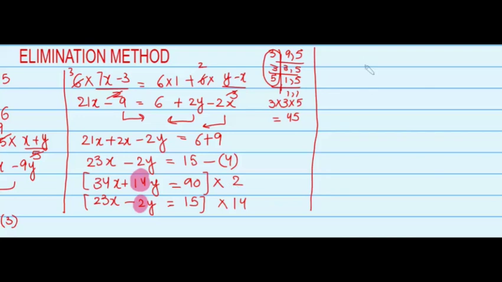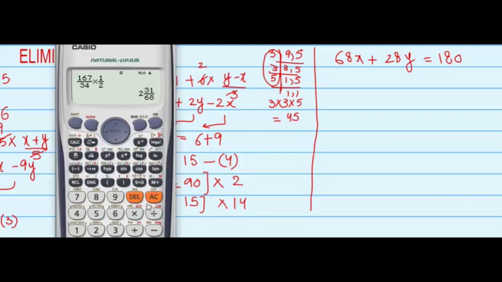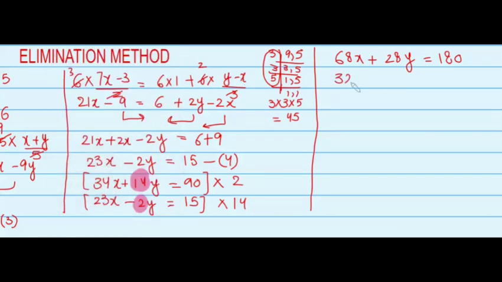So 2 times 34 gives you 68x, right? And 2 times 14y gives you 28y. 2 times 90 is 180. Similarly, 14 will multiply by 23x. So 23 times 14 is 322x. 14 times negative 2y gives you negative 28y. And 14 times 15, I think it's 210, right? 14 5s are 70, yes, 210.